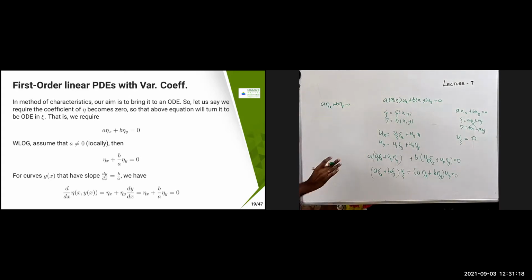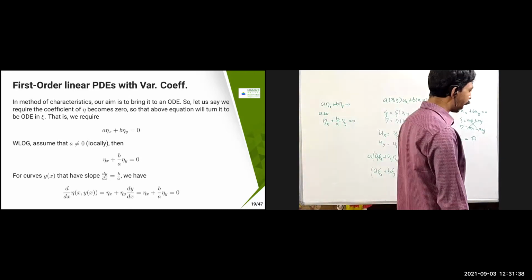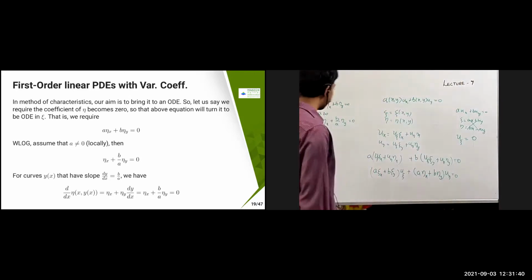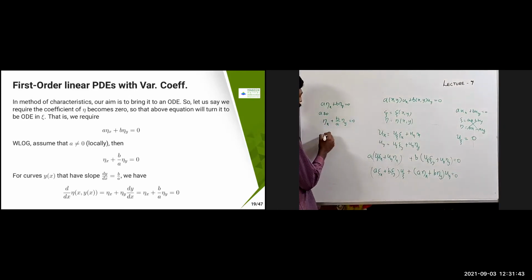Without loss of generality, I'm going to take a not equal to 0. Locally, it is not equal to 0. Therefore, this becomes eta x plus b by a into eta y equal to 0. So for this I can simplify. What is eta y? Eta y is nothing but d eta by dy. What is eta x? Eta x is nothing but d eta by dx.